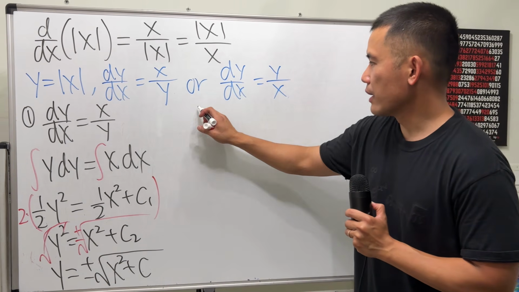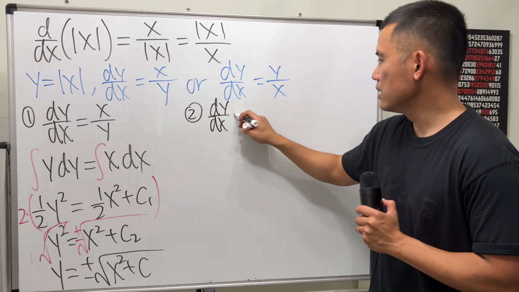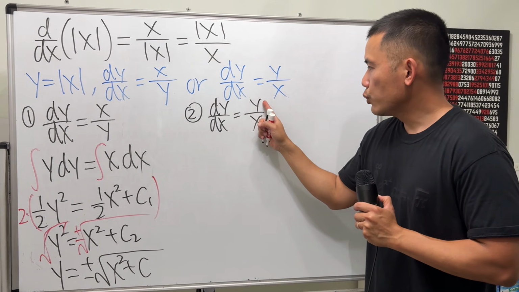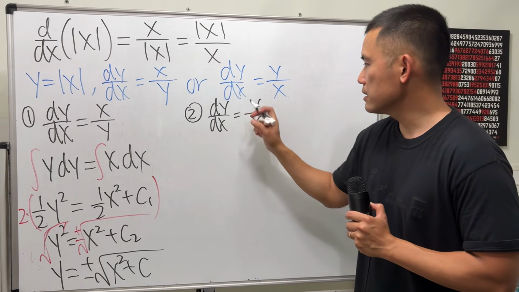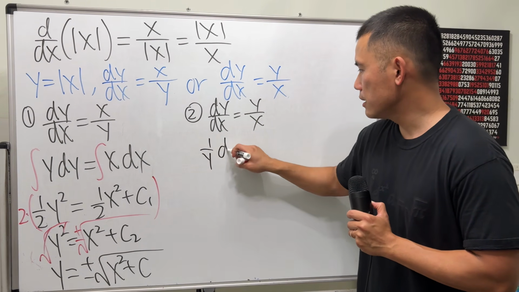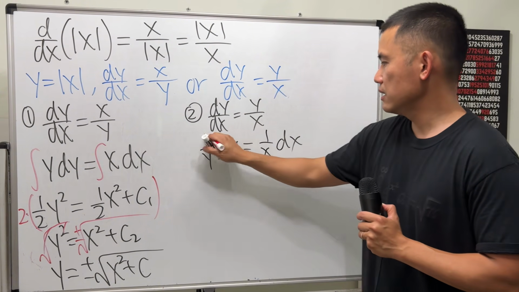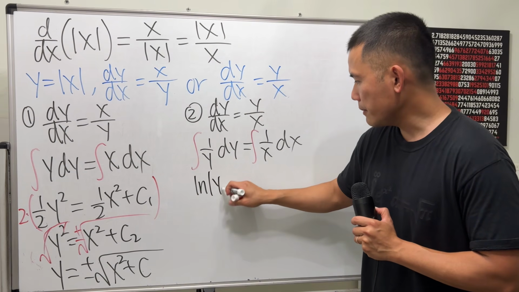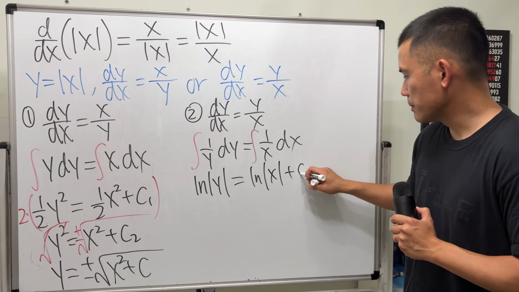Okay, now let's look at this one right here. If we have dy/dx equals y over x instead, this time we will have to divide both sides by y and then multiply by dx on both sides. So we get 1 over y dy equals 1 over x dx. And the same thing. Here it's ln absolute value of y and then ln absolute value of x. And here is my first constant.